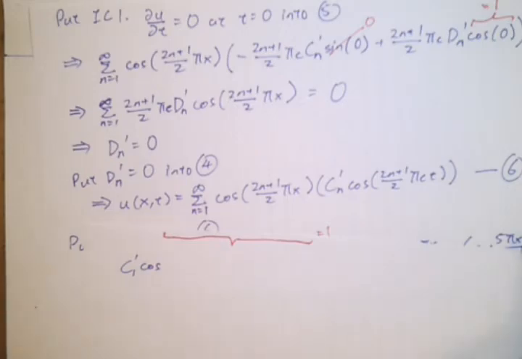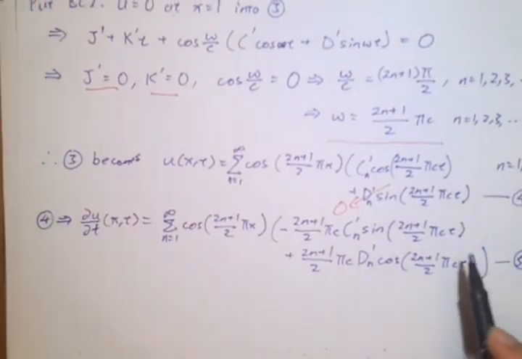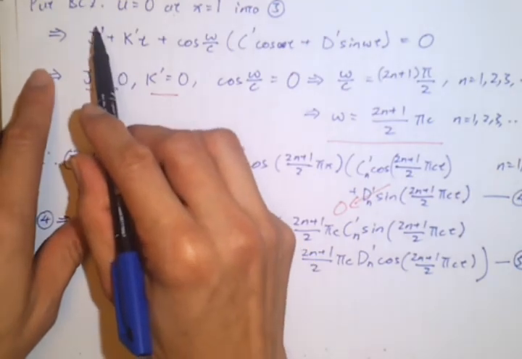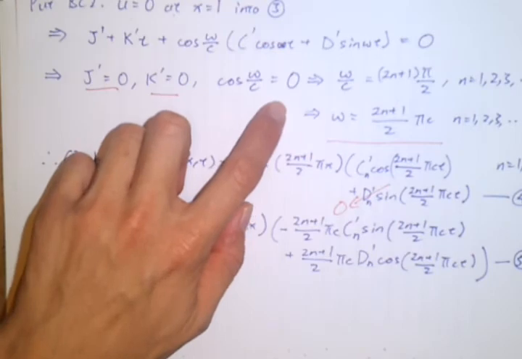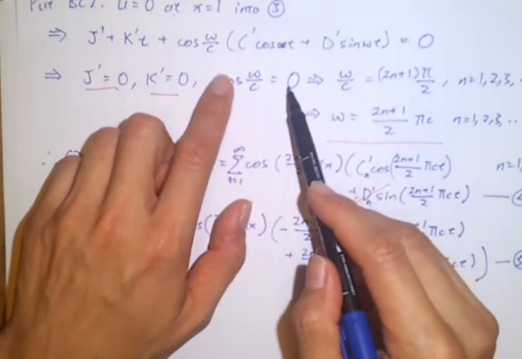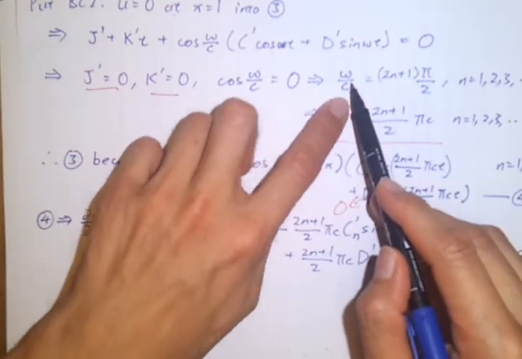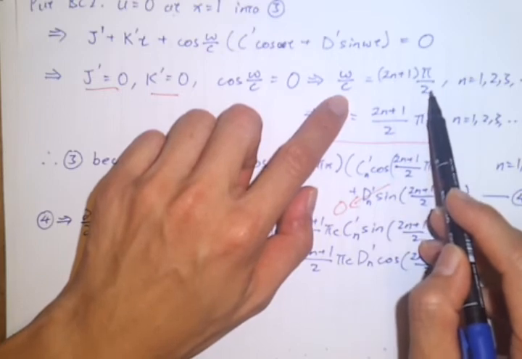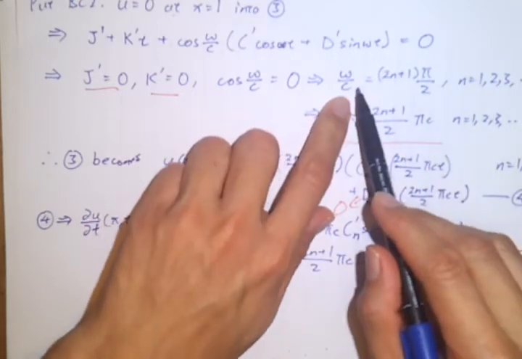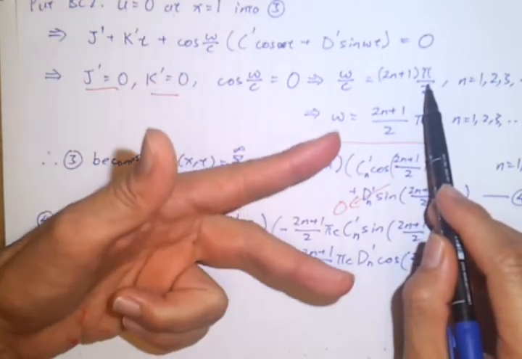Alright, actually I made a mistake here, sorry. If you remember when we got cos(omega over c) equals 0, I told you that for the cosine of an angle to be 0, the angle must be an odd multiple of pi over 2. That means your angle has to be pi over 2, 3 times pi over 2, 5 times pi over 2.